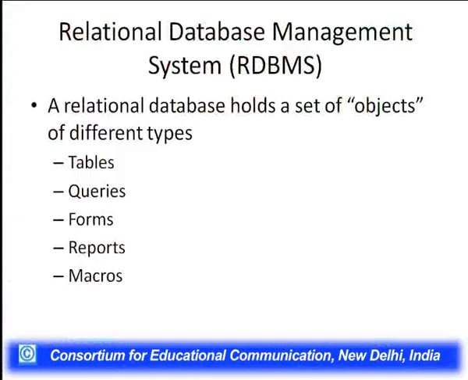Then a relational database in this case, which is managed by a system, is known as a relational database management system, and a relational database holds different types of objects like tables. It will have queries, it will have forms, reports, macros, etc. So, these are the different objects which are the component objects of a relational database.